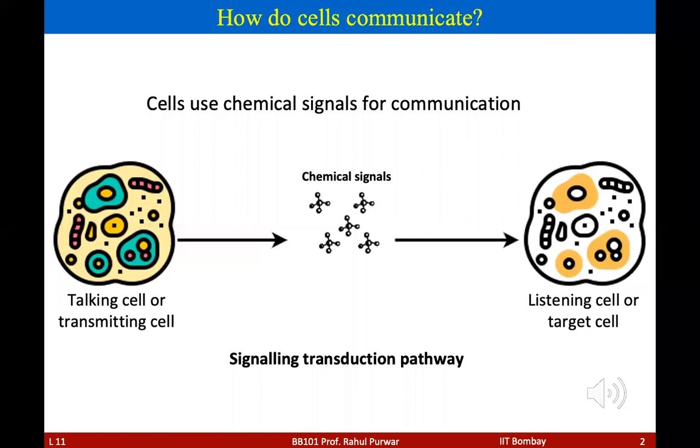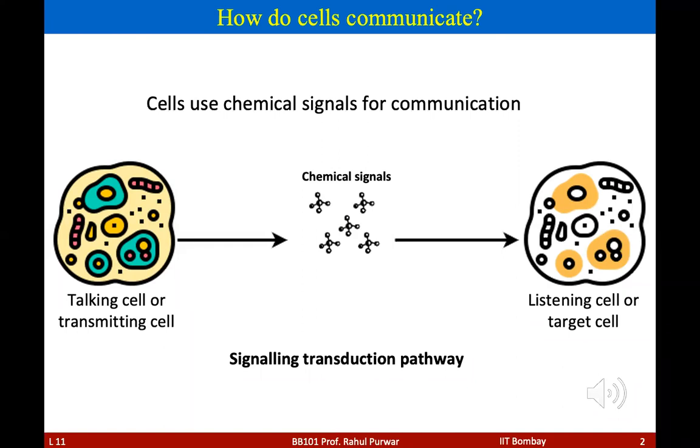Cells use chemical signals for their communication. For example, if you have these two cells, they are far apart, and one you imagine as a talking cell or transmitting cell, and another is the listening cell, or you can think of it as a target cell. Target because the talking cell wants to tell something to the target cell, right? So how will this talking cell tell the target cell, how will it send the signals, and these signals they send in the form of chemicals, and these are called chemical signals.